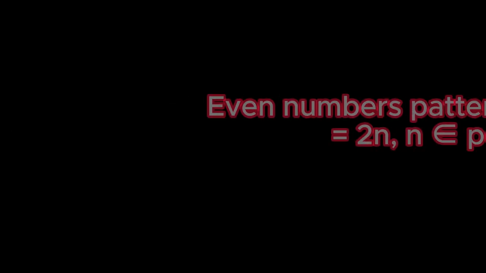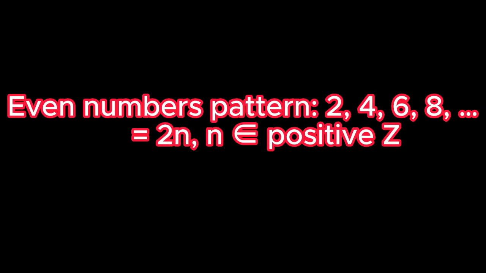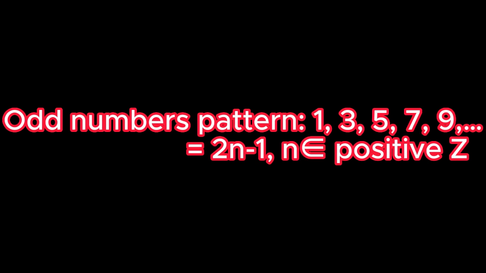Patterns are defined as regular, repeated, recurring forms or designs identifying relationships, finding logic to form generalizations and make predictions. Example: even numbers pattern 2, 4, 6, 8, etc. equals 2n, n is an element of positive integers. Odd numbers pattern 1, 3, 5, 7, 9, etc. equals 2n minus 1, n is an element of positive integers.